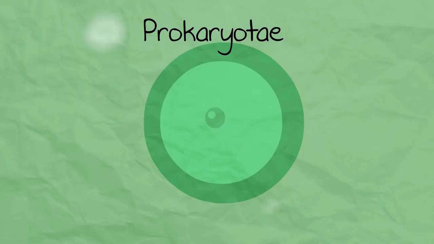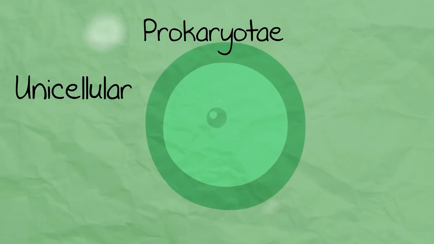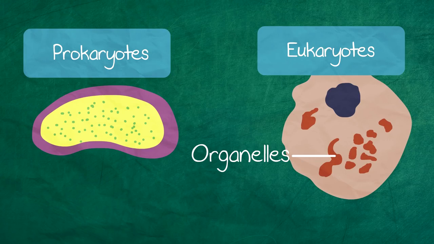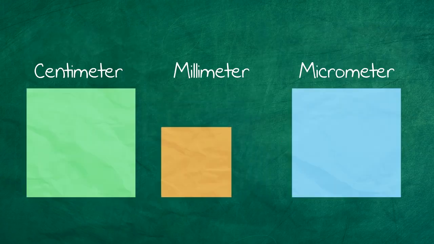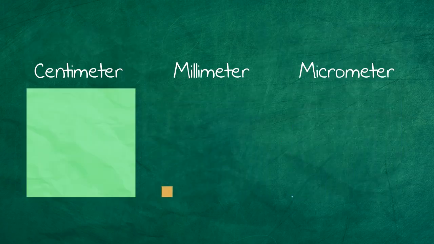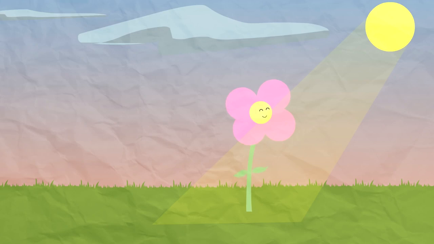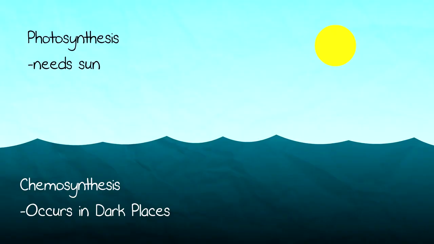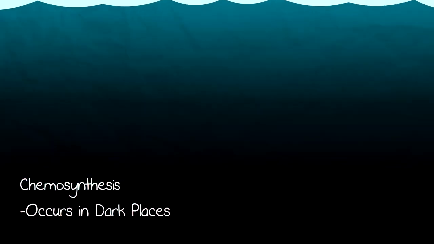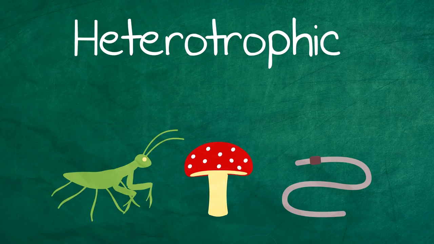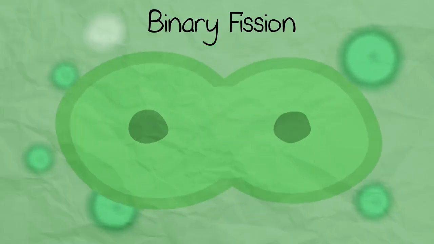And finally, the Prokaryota kingdom. They are unicellular. They lack organelles that are seen in eukaryotes. They are typically really small, about 10 micrometers in size, much too small to see with the human eye. They have cell walls and are autotrophic, using photosynthesis and chemosynthesis without light, and are also heterotrophic. They divide by binary fission, not mitosis.